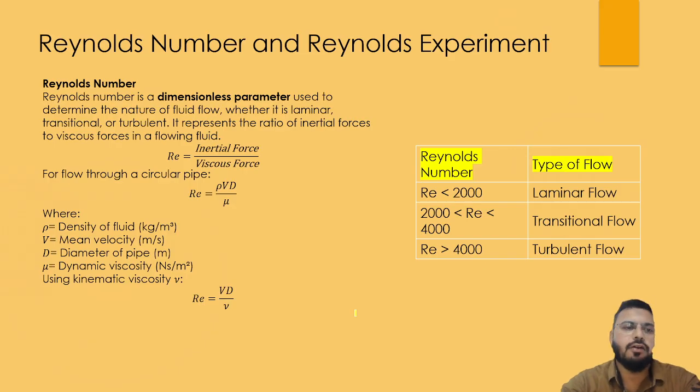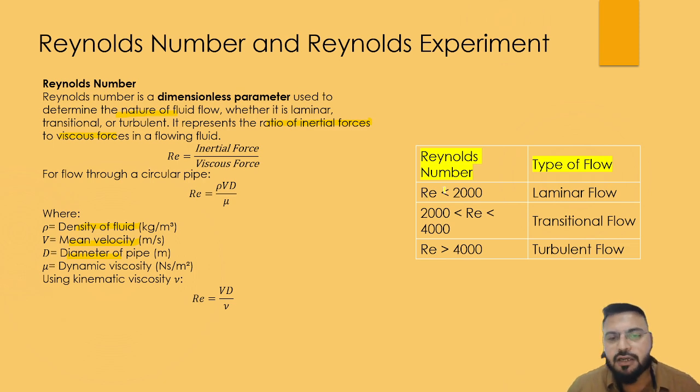Now Reynolds number and Reynolds experiment. So Reynolds number is a dimensionless parameter. It is used to determine the nature of the fluid flow, whether it is laminar, transitional or turbulent. We already saw it. It represents the ratio of inertial forces to viscous forces. Mathematical expression is rho Vd upon mu, where rho is density of the fluid, V is mean velocity, D is diameter of the pipe, mu is dynamic viscosity, and with kinematic viscosity it is given by Vd upon nu.